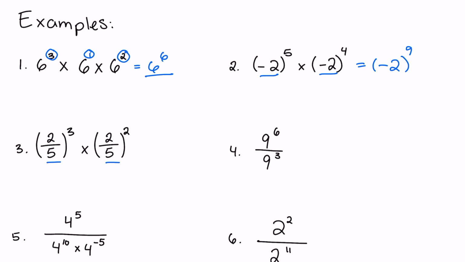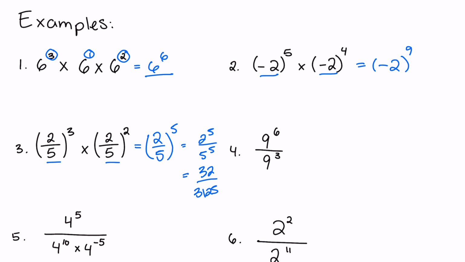So we can also use our product exponent law. So this gives us (2/5) to the power of 5. But we can simplify this further using our power of a quotient law, which tells us this is equal to 2 to the 5 divided by 5 to the power of 5, which is equal to 32 divided by 3,125.